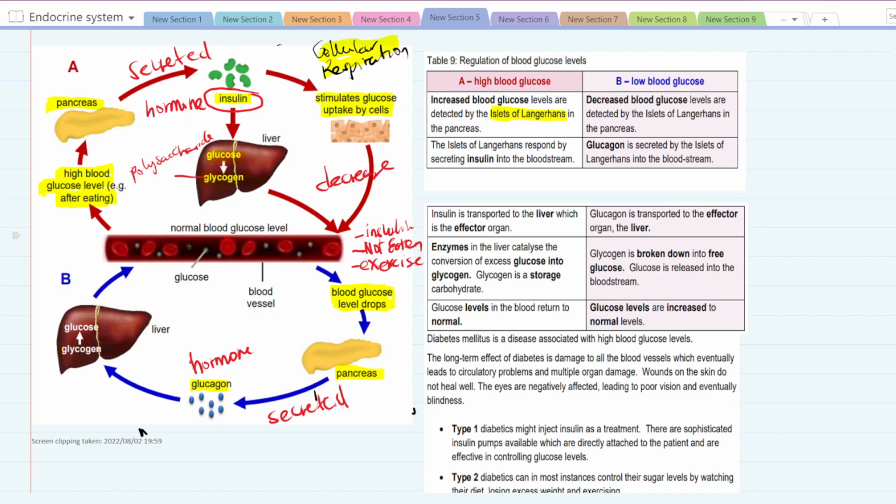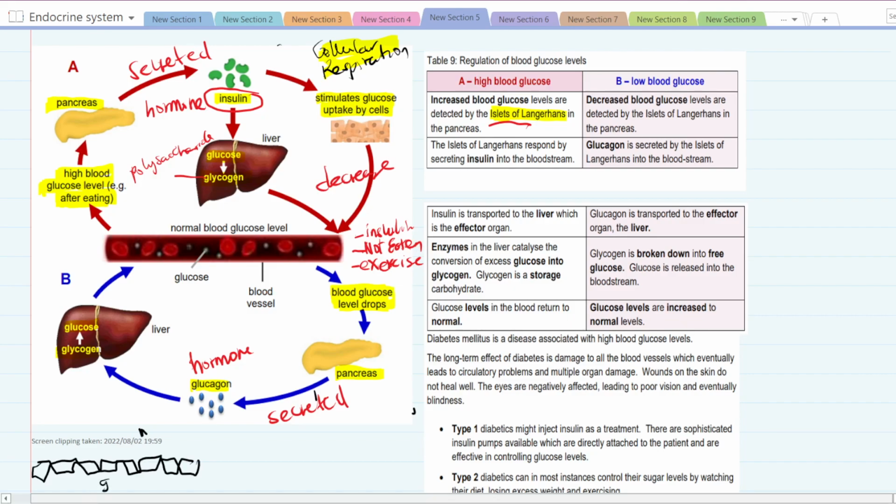And now this pancreas, having these islets of Langerhans, they will do what? They will secrete glucagon, and glucagon promotes the conversion of glycogen into glucose. So this one takes you back to grade 10, because in grade 10 you learned that you have what is known as polysaccharides, which are long chains of glucose. So you're going to have something like this. This is what we call your glycogen, right? So glycogen is going to be broken down by the hormone glucagon.